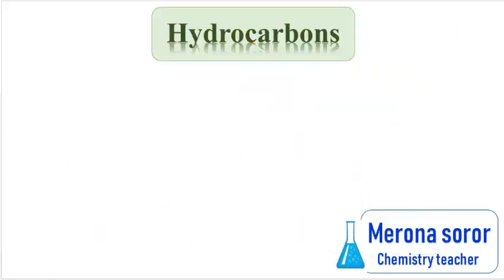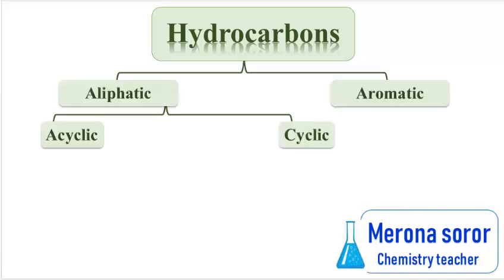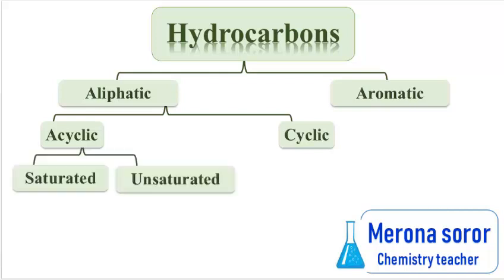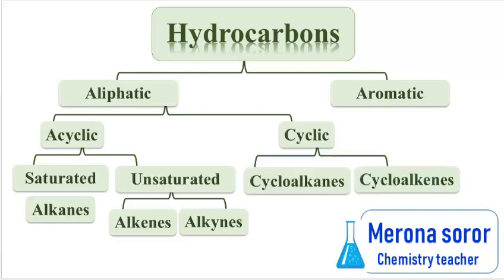Hydrocarbons are divided into two main parts: aliphatic and aromatic. Aliphatic is divided into cyclic and acyclic. Cyclic is divided into saturated and unsaturated. Saturated is divided into alkanes only. Unsaturated is divided into alkenes and alkynes. Cyclic is divided into cycloalkane and cycloalkene.